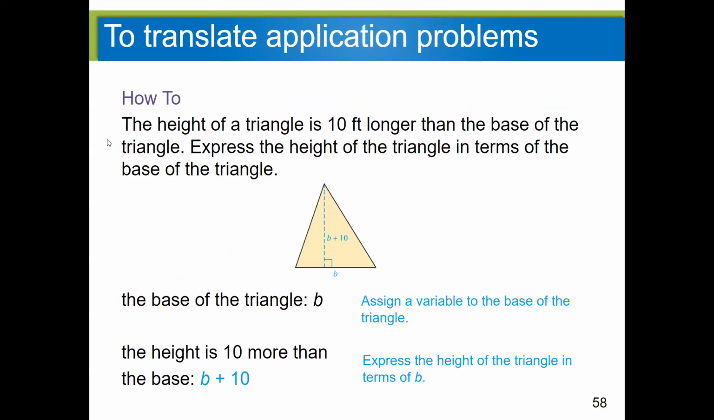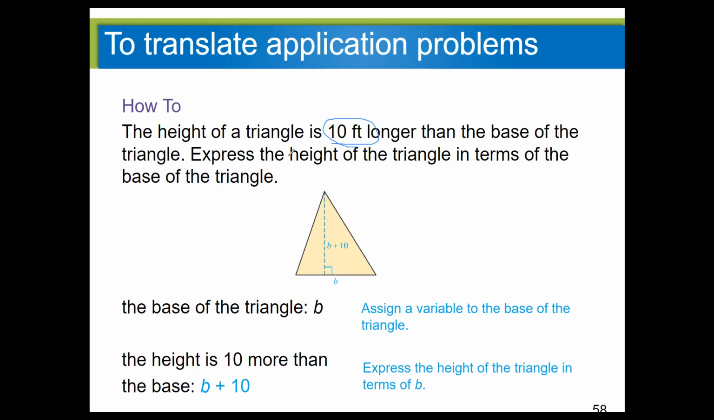So here's some examples, word problems essentially. The height of a triangle is 10 foot longer than the base of the triangle. Express the height of the triangle in terms of the base of the triangle. Okay. So I have variables here because I don't have the height or the base, right? 10 foot is not describing the height or the base. It's describing the relationship between them. So what do I do here? Express the height of the triangle in terms of the base of the triangle.